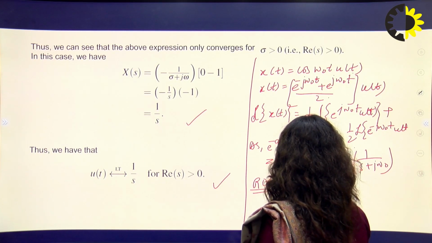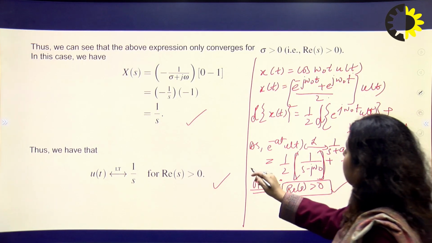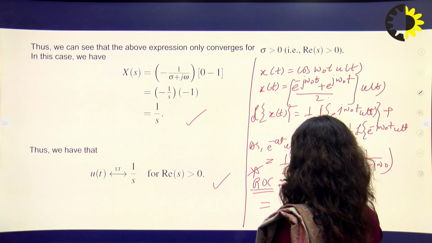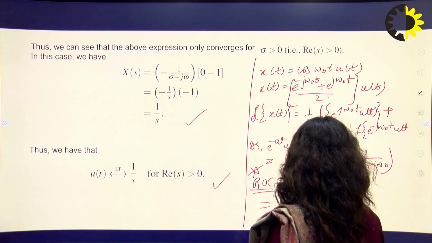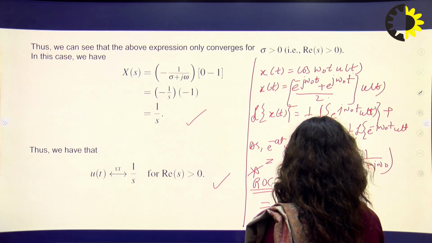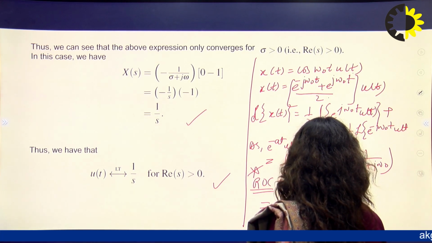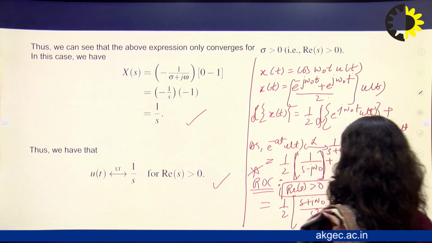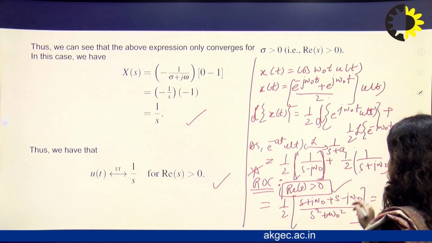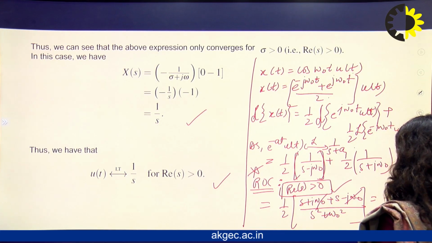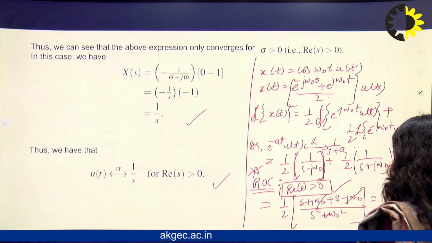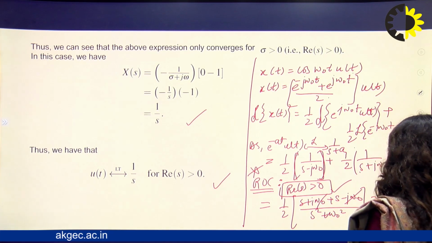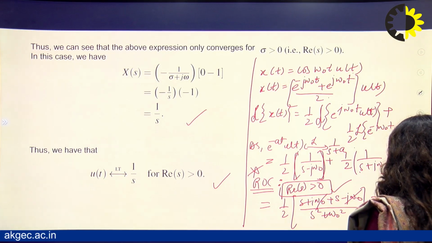If there is no real part, then we write, as an important point, that the ROC is real of s greater than 0. When you solve this, 1 upon s plus j omega naught plus 1 upon s minus j omega naught gives 2s upon s square plus omega naught square, because j square is equivalent to minus 1. So it will be cut down, then 2s upon s square plus omega naught square multiplied by half, the 2 also cancels, and we get s upon s square plus omega naught square.